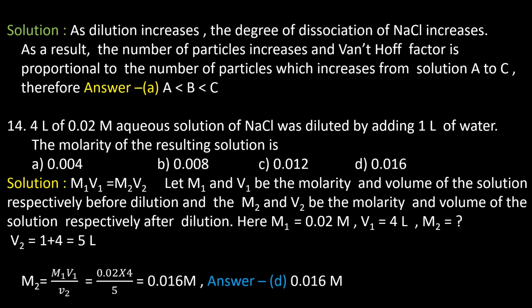So use this formula M2 equal to M1 V1 divided by V2. So here V2 is taken to the denominator of the left hand side term. So M2 equal to M1 V1 divided by V2. So M1 is 0.02 and V1 is 4 and V2 is 5. So therefore 0.02 into 4 divided by 5, that will be equal to 0.016 m. So the correct answer is option D, that is 0.016 m.